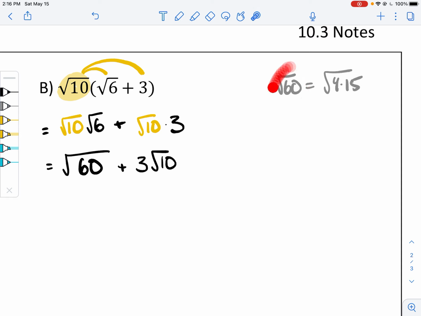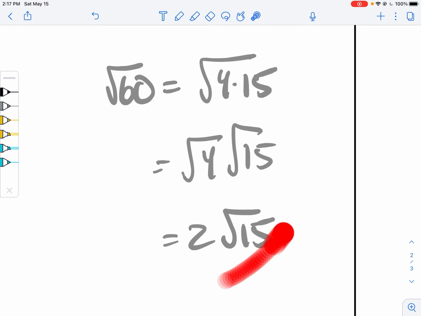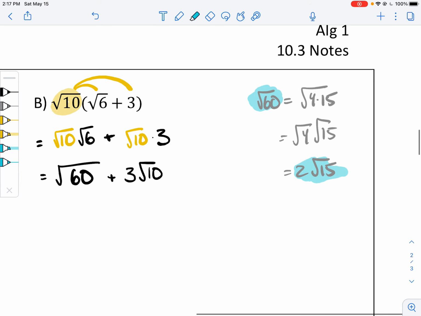Remember, when we want to simplify a radical, we want to find a perfect square inside, and 4 is a perfect square. So that's the same thing as square root 4 times square root 15, that's 2 rad 15. This cannot be simplified anymore because 15 doesn't have any perfect square factors inside. So this tells us that rad 60 is the same thing as 2 rad 15. So I'm going to replace my rad 60 with a 2 rad 15.